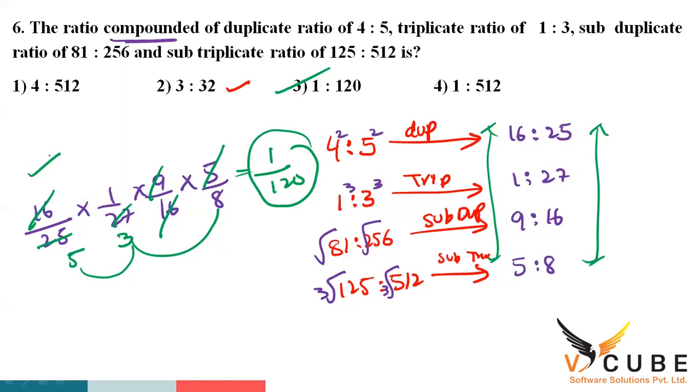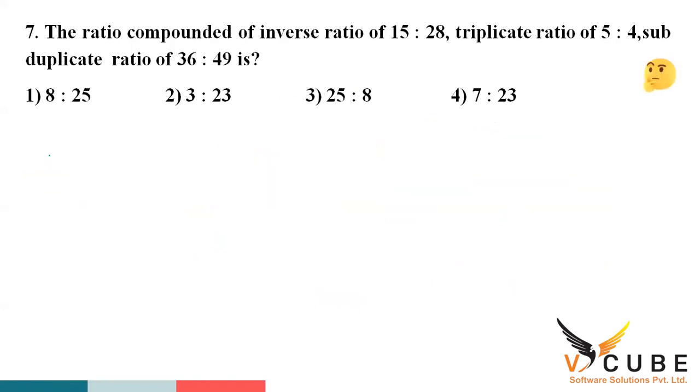No, sir. Next one. Same model but numbers change. The ratio compounded of inverse ratio of 15:28, triplicate ratio of 5:4, subduplicate ratio of 36:49. Which option is the right answer, Andy?